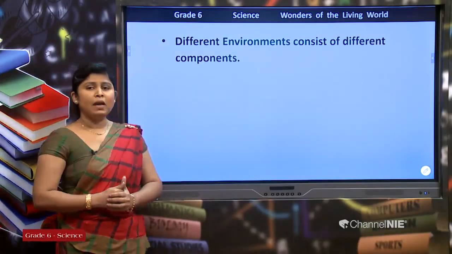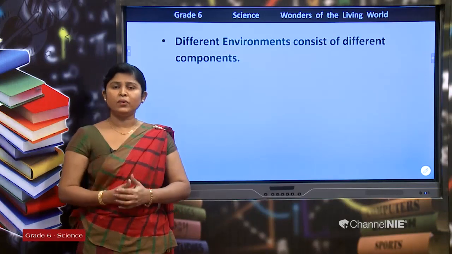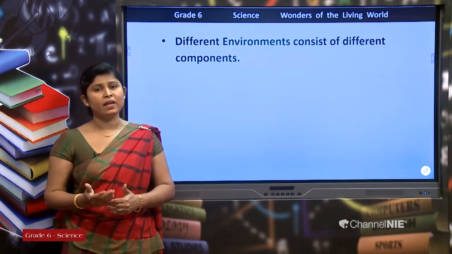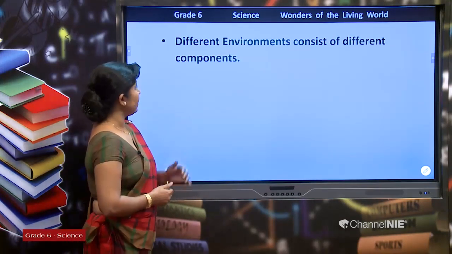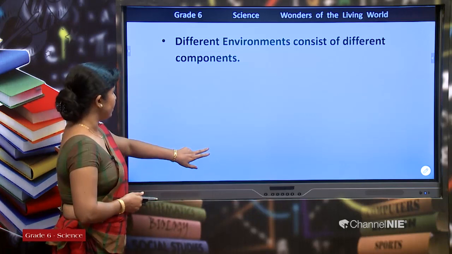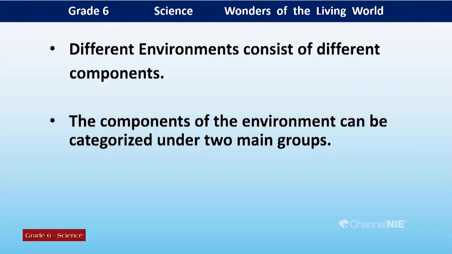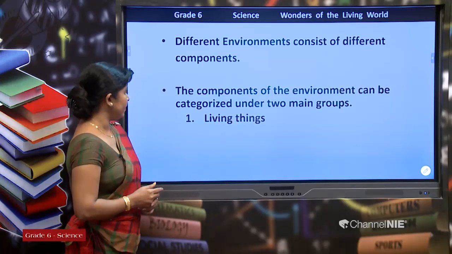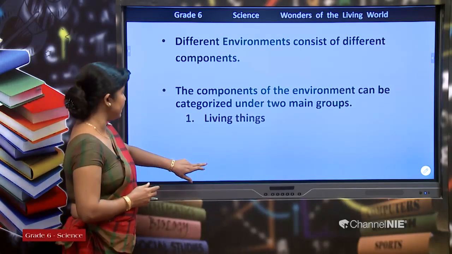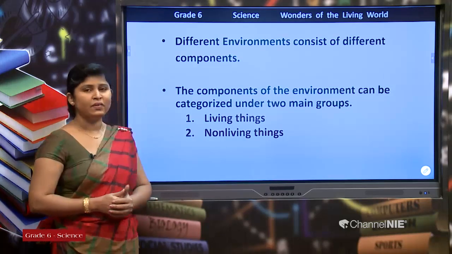Right. By looking at the pictures, what we have got to understand is different environments consist of different components. The components of the environment can be categorized under two main groups. You have to understand that our environment is a unit. It has two main groups. They are living things. The other group is the opposite of that, non-living things.